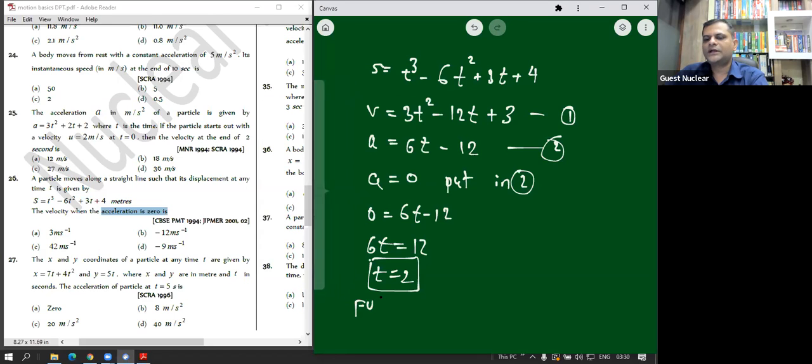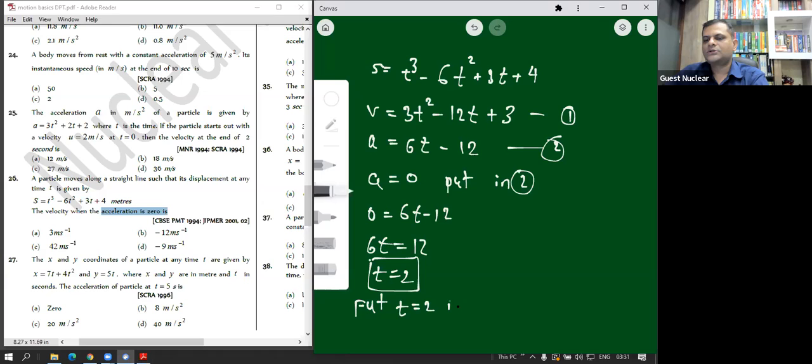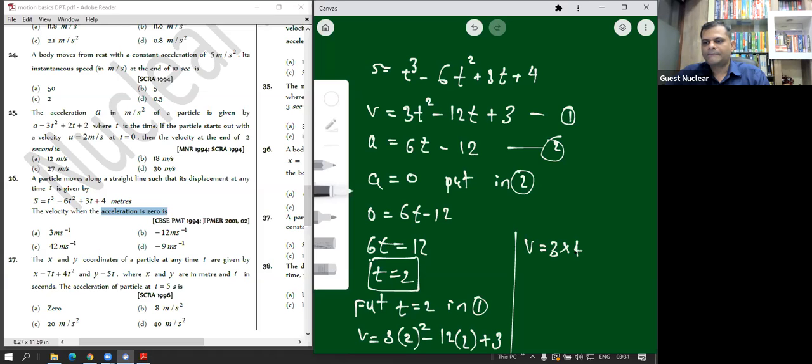So put this value of time 2 here in equation number 1 so as to get the velocity at that instant where acceleration becomes equal to 0. So if you put this t equal to 2 here in this equation, then we get v is equal to 3 times of t square, तो मतलब 3 times of 2 का square, minus 12 times of 2 plus 3 as it is. So that this v actually becomes equal to 3 into 4, which is 12, minus 12 into 2, which is 24, and 3 as it is.